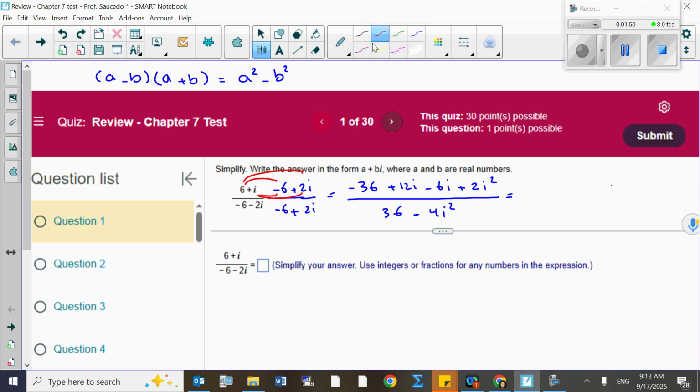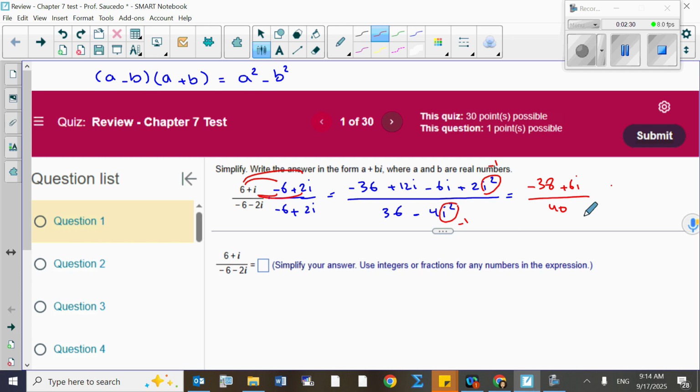Now it's time to simplify. We know I squared is -1. So 2 times -1 will be -2. Now -2 and -36 will be -38. 12I minus 6I is 6I. Again, here in the denominator, I squared is -1. -4 times -1 is +4. Now 36 plus 4 will be 40. So I'm just going to write 40 here for you.